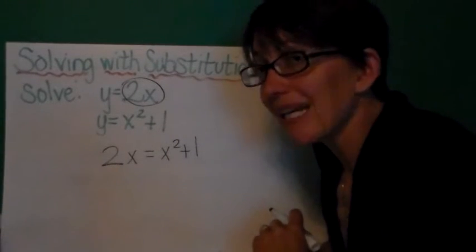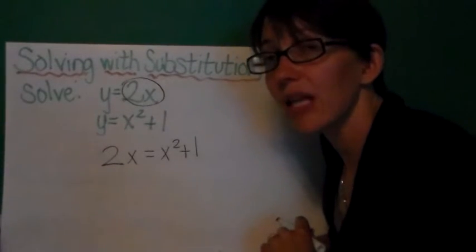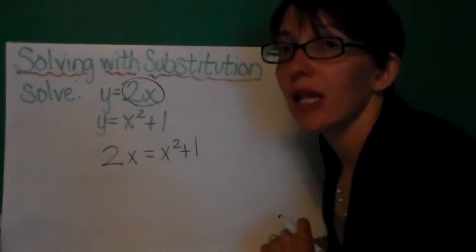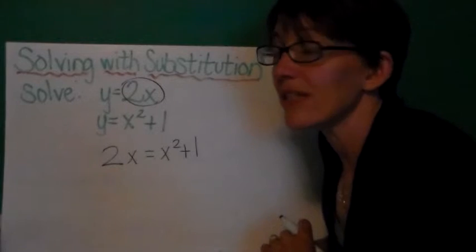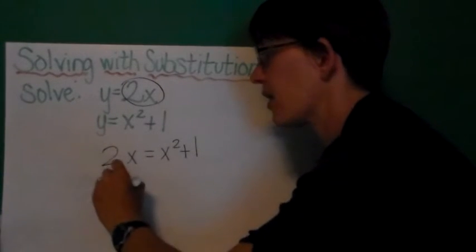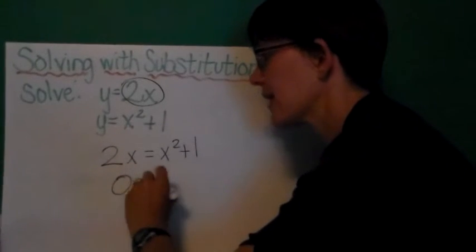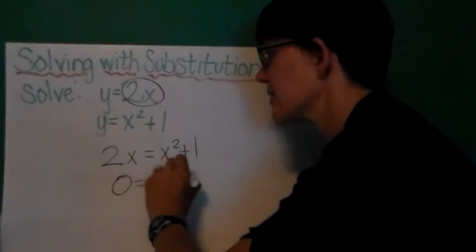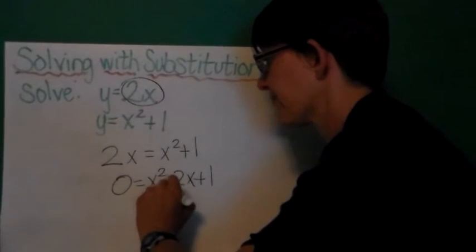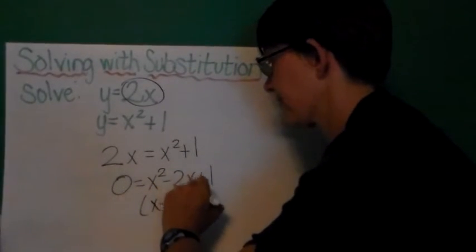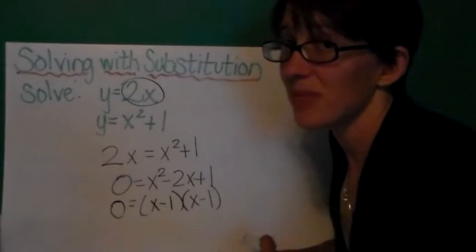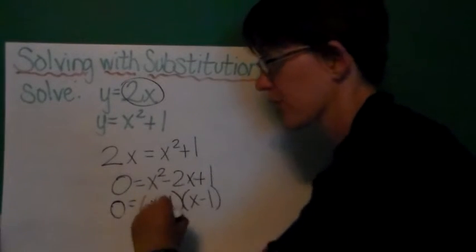Now remember, because this is a parabola, x squared plus 1, and 2x is a line, I could have 2 points of intersection. So let's see if that happens. I'll solve this quadratic equation in x, first subtracting 2x from both sides, and then I'll factor. It appears that I got the same factor both times, so that indicates to me there's just going to be 1 point of intersection.